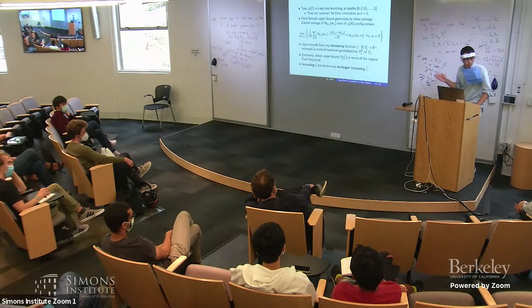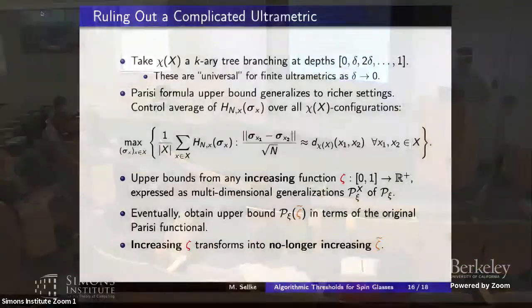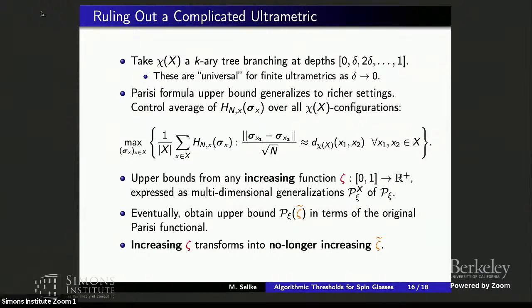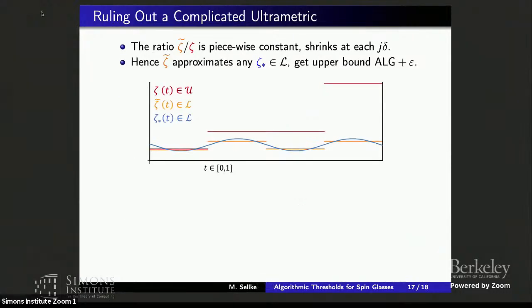Other questions about this? Okay, I'll just finish up. So somehow this increasing function that we can plug in to get a bound turns into a no longer increasing function. Let me show you what actually happens. It's very similar to the original function. The ratio is piecewise constant, but basically the transformed function you get out that you plug into the ordinary Parisi functional shrinks at every time this tree branches. So it shrinks at every multiple of delta because we looked at an ultrametric tree that branches at every multiple of delta.